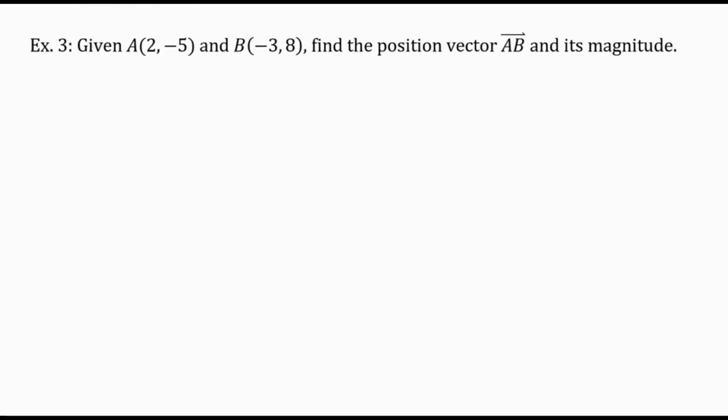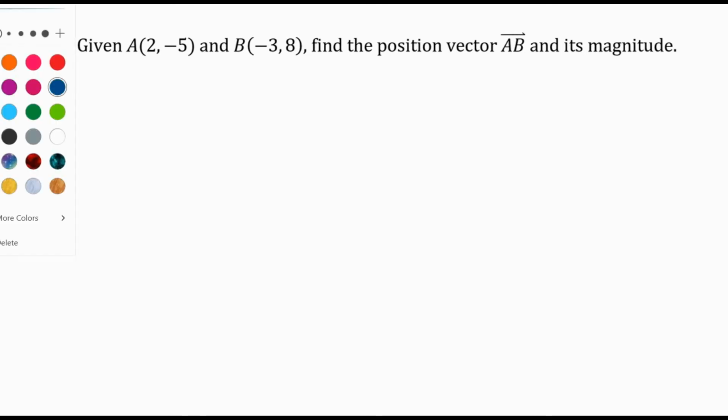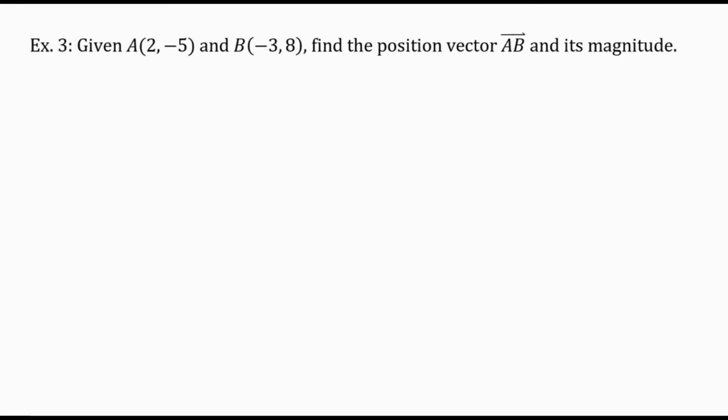Okay, last example here. We're going to find the position vector from A to B, given points A and B. Notice that they are round brackets, so they're points. But we're going to find vector AB, and we're going to find its magnitude. So to find vector AB, as we just covered, you always subtract backwards. So from OB minus OA.